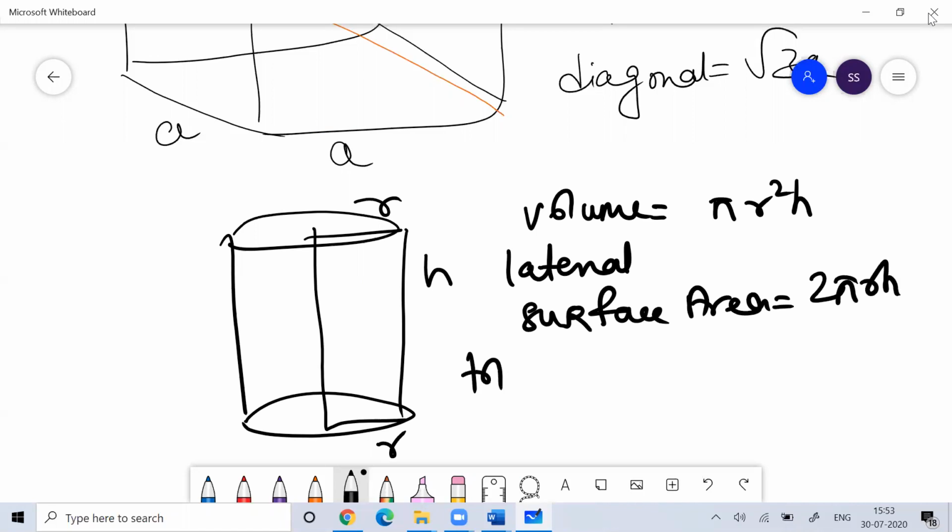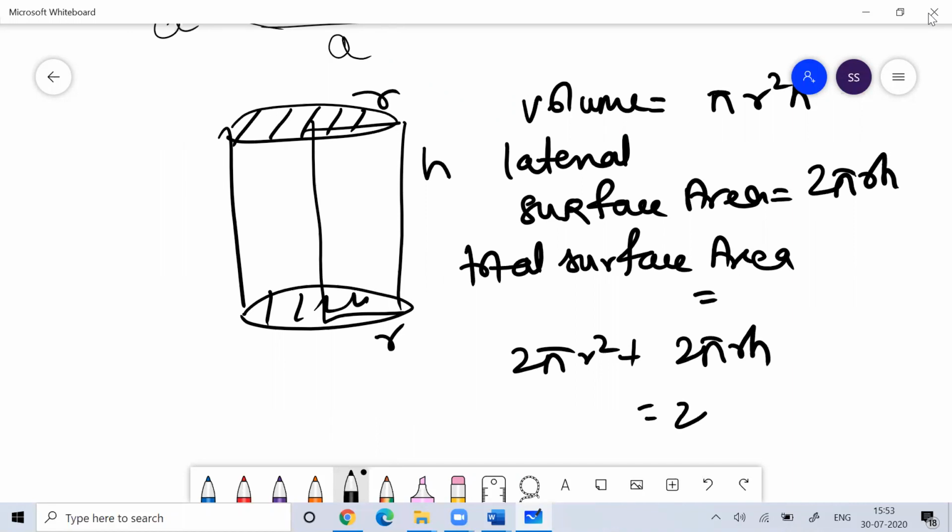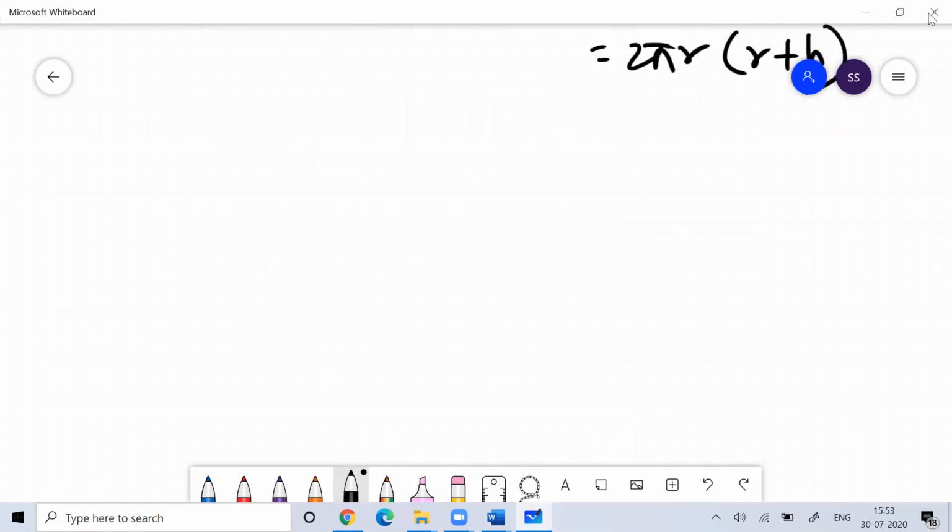While the total surface area of a cylinder, for that you need to calculate both the ends. So this area is 2 pi r square, two circles at the top and bottom, plus curved surface area, that is 2 pi rh. So if you take 2 pi r common, you will get r plus h. 2 pi r into r plus h. With that you will get the total surface area. Similarly, you can use a similar representation for the cone.